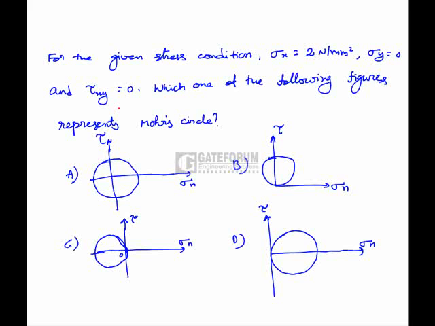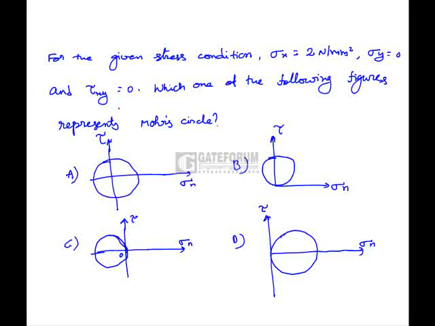For the given stress condition, sigma x is equal to 2 Newton per mm square, sigma y is equal to 0 and tau xy is equal to 0. Which one of the following figures represents the Mohr circle? So here there are 4 diagrams. So we'll have to find out the Mohr circle diagram. Which diagram represents the Mohr circle diagram for the given stress condition?